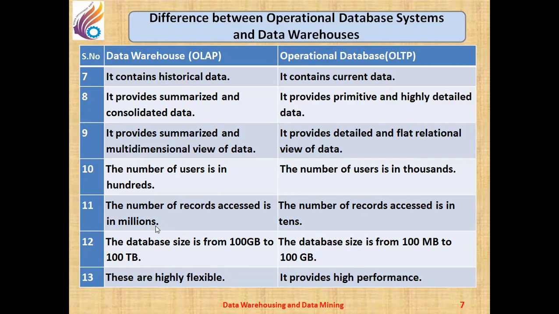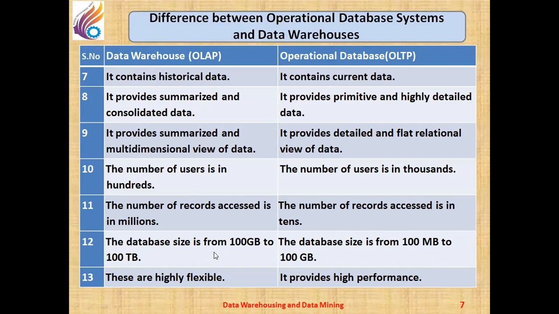In OLTP, the number of records accessed is in tens. Okay, few only. But here in OLAP, since we're going for integration, we are going to access records in millions. And the main reason lies here: the database size is from 100 gigabytes to 100 terabytes of data, and the data that is stored in OLTP is from 100 megabytes to 100 gigabytes. Means the volume of data is less in OLTP when compared to OLAP.